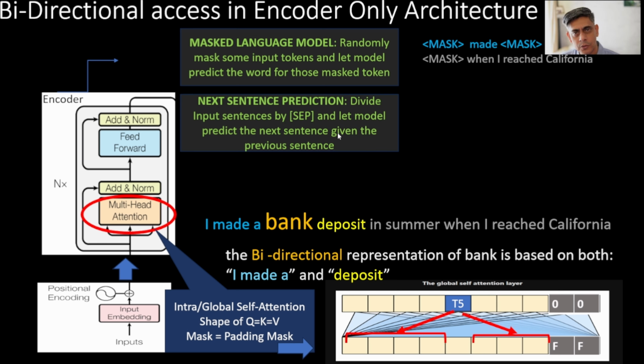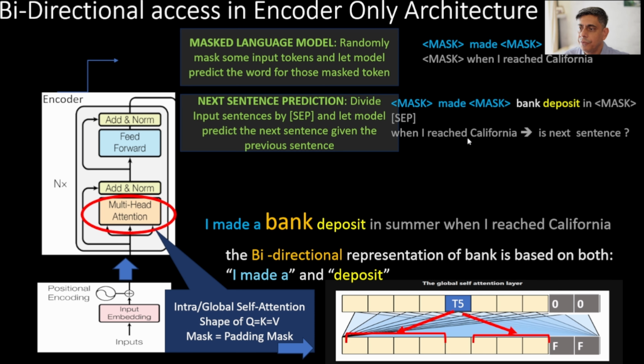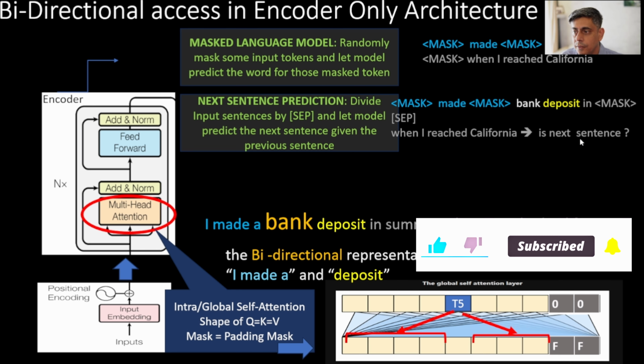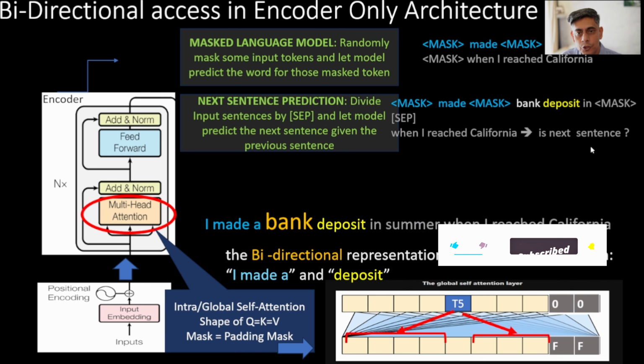The second task was also there. This was the multitask objective. The second task was basically predict the next sentence, which is you divide the sentence into two. First sentence is up to this in, and second sentence is when I reached California. And then you separate them by a separator. The task is, given the first sentence and the second sentence, which could be the logical one, or it could be a different randomly picked wrong one, you are asking to classify them, whether it is the next sentence or not, true or false, right?